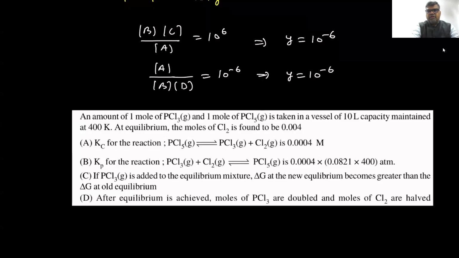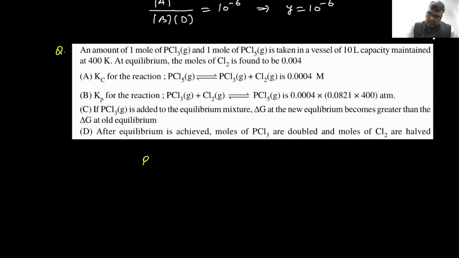In the next question, it's given that 1 mole of PCl3 gaseous and 1 mole of PCl5 gaseous are taken in a vessel of 10 liter capacity, maintained at 400 Kelvin. The equilibrium moles of Cl2 are given, and you have to discuss a few things. It's given Kc for the reaction is PCl5 gaseous gives PCl3 gaseous plus Cl2 gaseous.